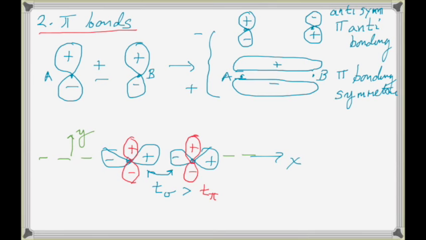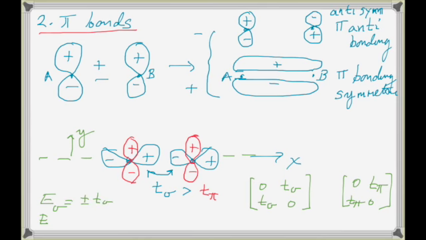So for the sigma, if I just set the carbon energy to 0, I have 0 T sigma, 0 for the sigma bonds, and 0 T pi, 0 for the pi bonds. And so the energy for the sigma bonds are just going to be plus or minus T sigma, and the energy for the pi bonds are going to equal plus or minus T pi. And the 0 in this case is where the Fermi energy is.